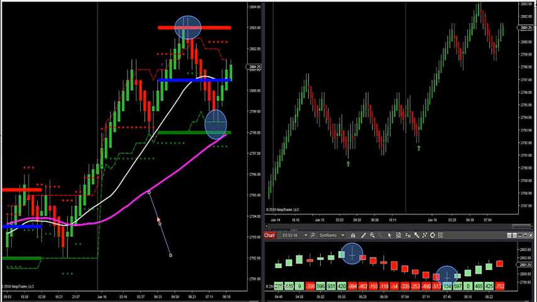So if my magenta MA is angled up, which it is, I'm going to look for buy arrows over here on my sweet spot indicator. And I'm also going to look for what? I'm going to look for buying market profile and a retracement. So when market profile came down to my low value area, I got three ways to buy in uptrends. And I'll go over that here this morning.